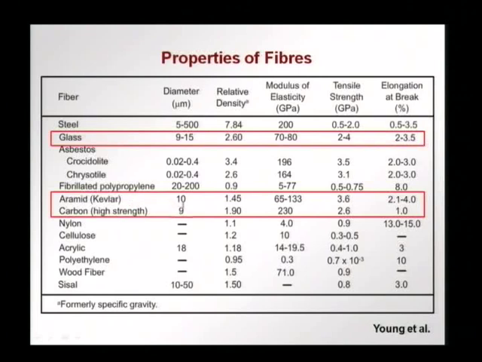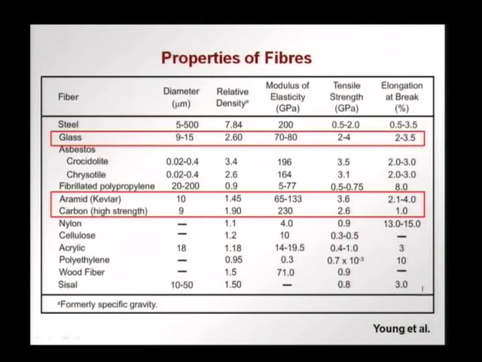Aramid fibers, as I said, are not very commonly used. These fibers, Kevlar is a commercial name, could have a diameter of about 10 microns, relative density of about 1.5 and modulus of elasticity ranging 65 to 133 gigapascals. Tensile strength is 3.6 gigapascals and elongation also varies from about 2 to 4. And remember that aramid is a polymer that is crystalline, that is why we have such high stiffness and strength.